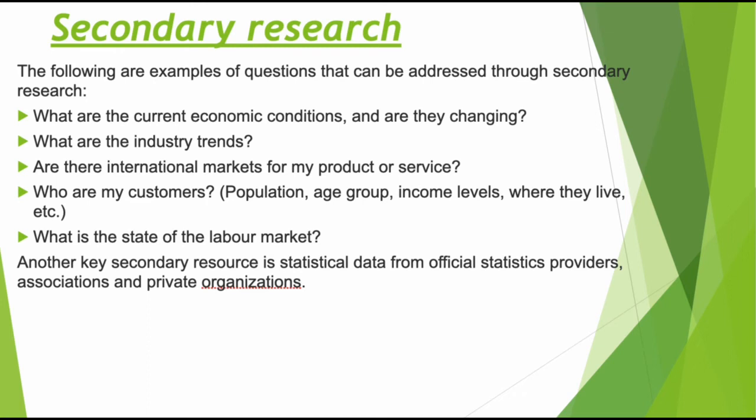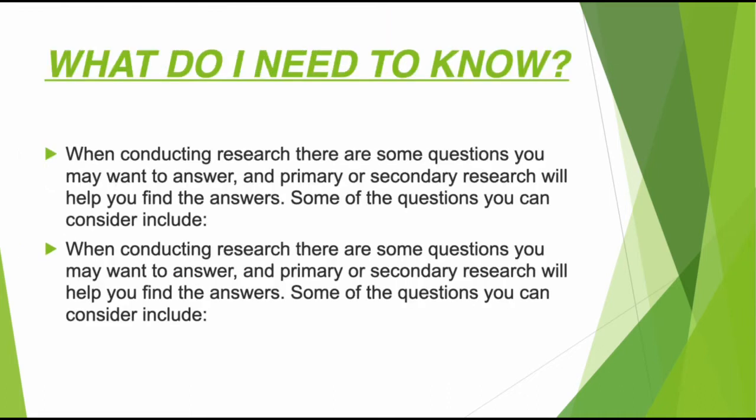The following are examples of questions that can be addressed through secondary research. What are the current economic conditions and are they changing? What are the industry trends? Are there international markets for my product or service? Who are my customers? This is the main important question, such as we can categorize the customers into the population, age group, income levels, where they live, etc. What is the state of the labor market? Another key secondary resource is statistical data from official statistics providers, associations, and private organizations.